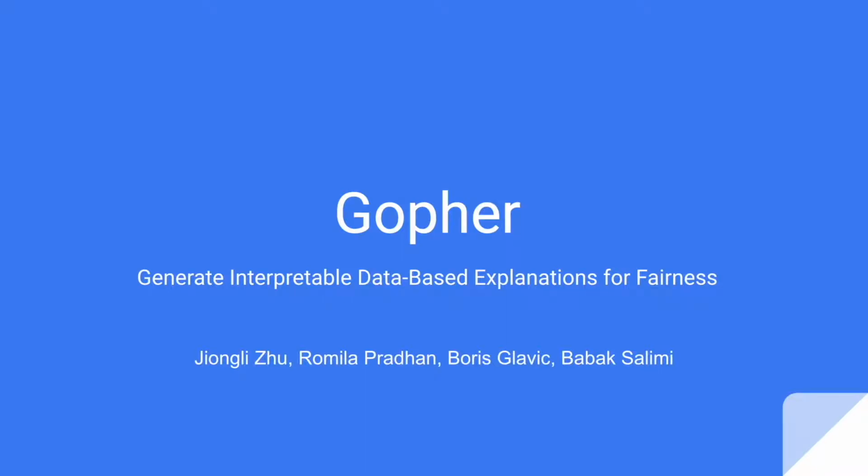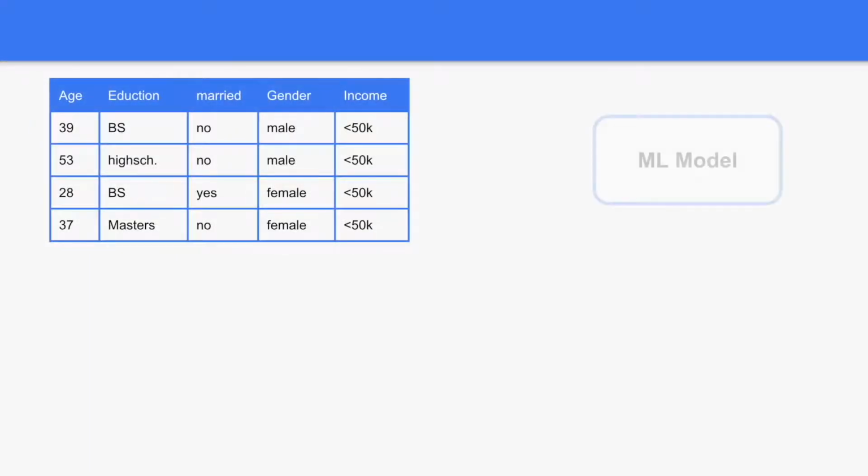In this video, we will demonstrate Gopher. It is a system that generates interpretable database explanations for fairness. First of all, let's look at an example.